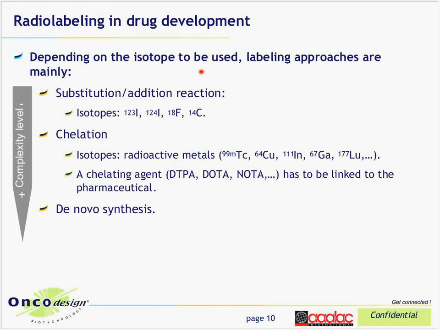Now, regarding the label, the radioisotope you have chosen, some different approaches are possible. The first one would be substitution or addition reaction, mainly for iodine or fluorine isotopes. The second method would be chelation, which is done only for radioactive metals. In this case, a chelating agent has to be linked to the molecule to be studied. And the last is a new synthesis in which a specific group can be inserted in the molecule for the radiolabeling.